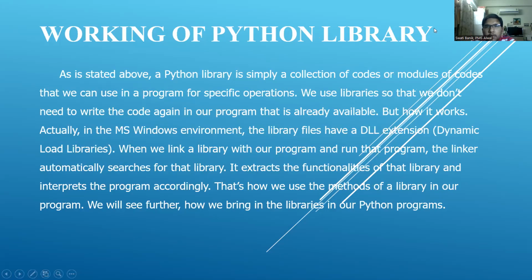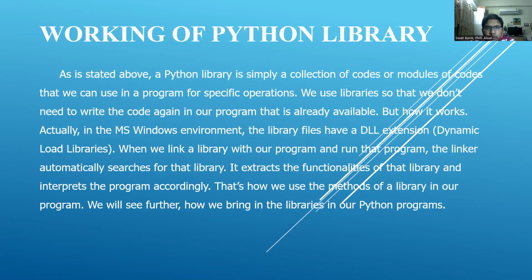Now let's discuss the working of Python library. As stated above, a Python library is simply a collection of codes or modules of codes that we can use in a program for specific operations. We use libraries so that we don't need to write the code again and again in our program that is already available. But how does it work?